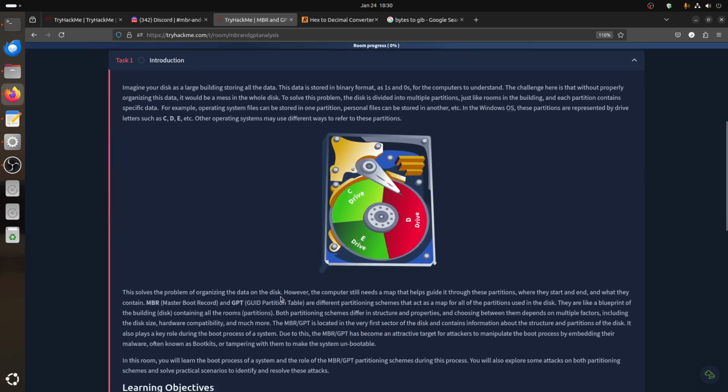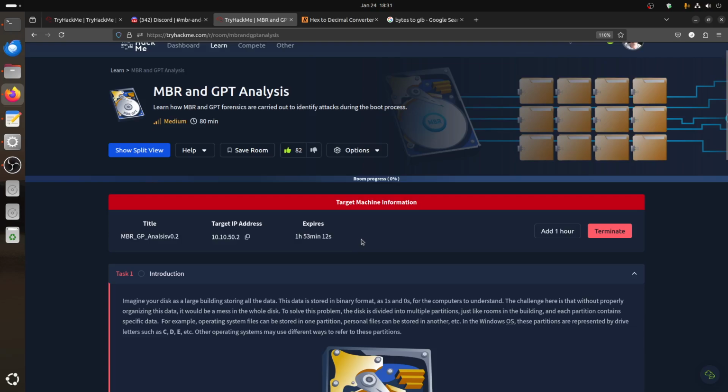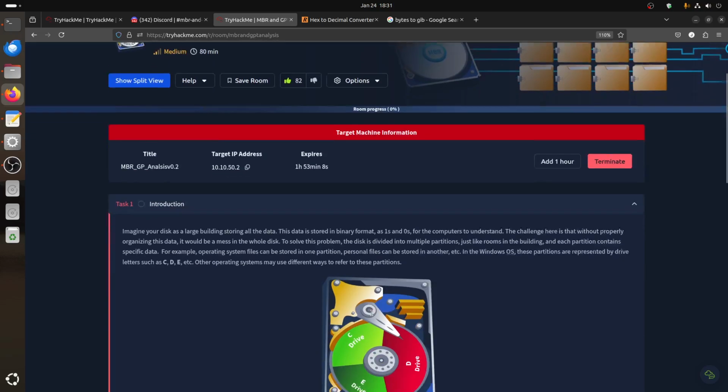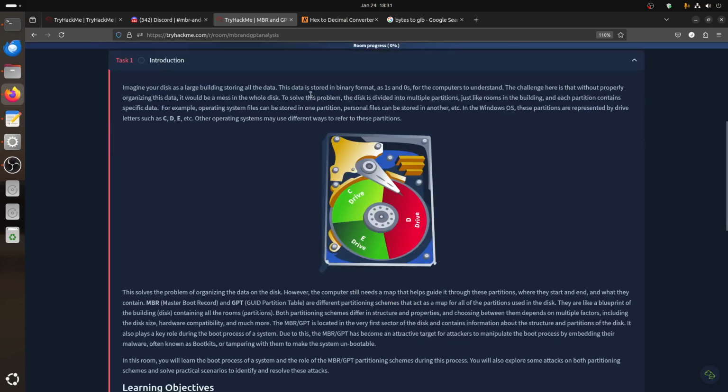So this introduction is all about hard drives. This one is more about MBR and GPT, these two types for the partition and the boot and all of that. So here is the introduction to exactly how, for example, when you start a computer, the computer knows which drive to start from.